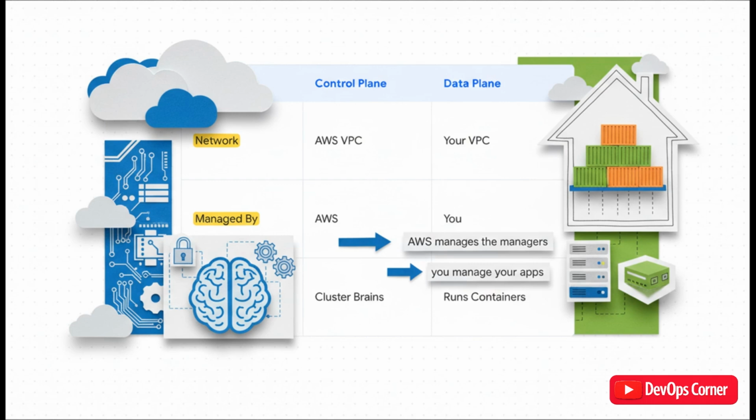On one side, you've got the control plane. This is the brain. It lives in a special network that AWS manages completely. All the patching, scaling, high availability, that's their problem, not yours. Then, on the other side, you have the data plane. This lives inside your network, your VPC. This is your playground. It's where your containers actually run, and it's up to you to provide the compute power, whether that's with EC2 instances or maybe serverless with Fargate. So the simple way to remember it is, AWS manages the managers, and you manage your apps.